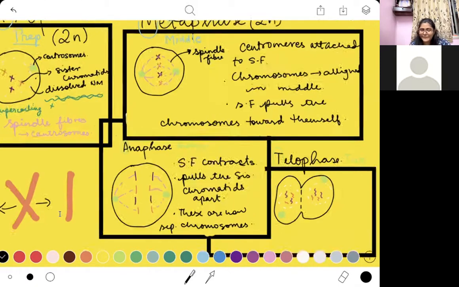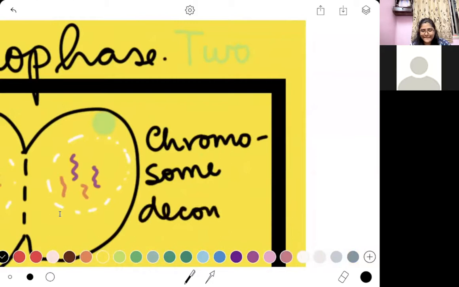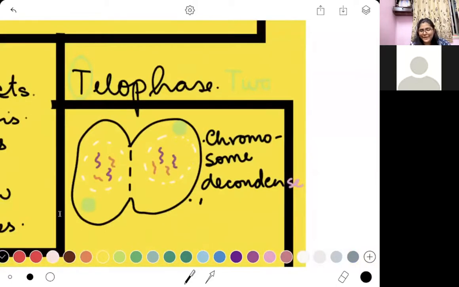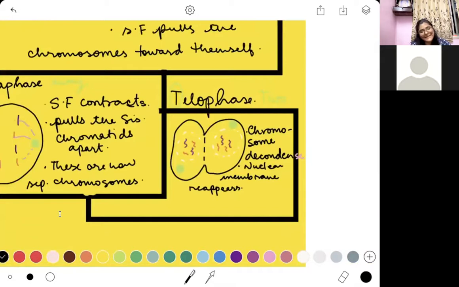Okay, so I'm going to write this over here. Chromosomes are going to decondense. Okay, this is the first key step. The second key step is that the nuclear membrane reappears.